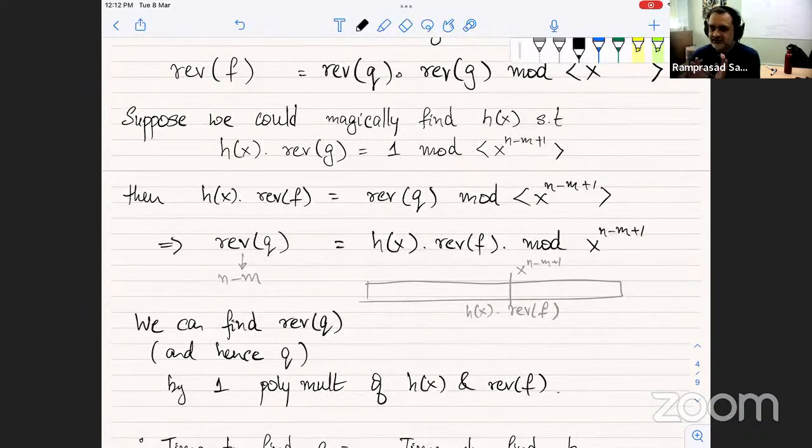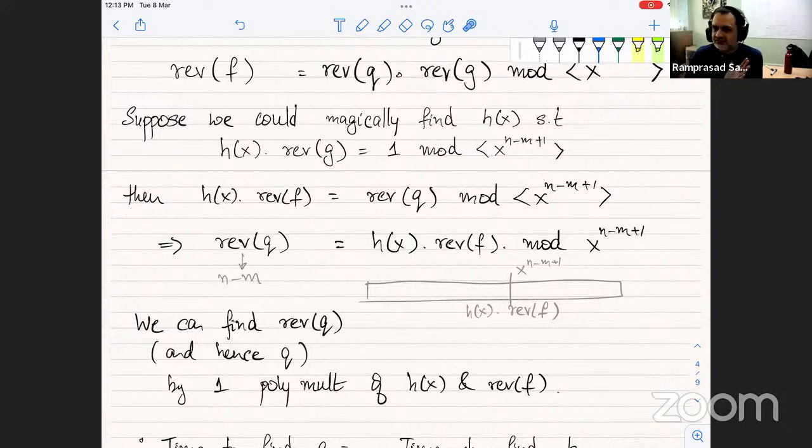If someone magically gave us this h of x, is it clear that we have our algorithm that we want? Somebody magically gives us this h of x. We just compute h of x times reverse of f, and then throw away all the terms beyond x power n minus m. Everything from x power n minus m plus 1 onwards, I just set those coefficients to 0. That happens to be equal to reverse of q. So I have found q. Once you have found q, finding r is trivial because r is just f minus g times q.